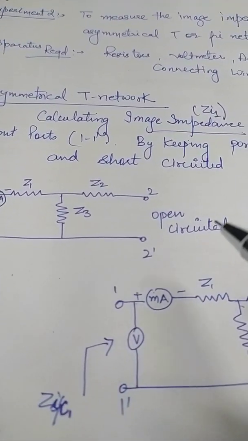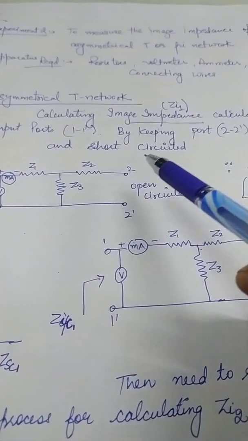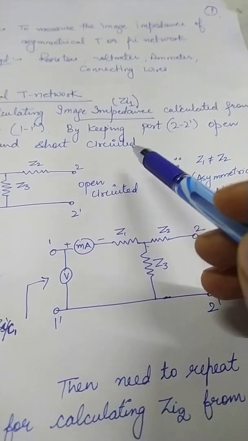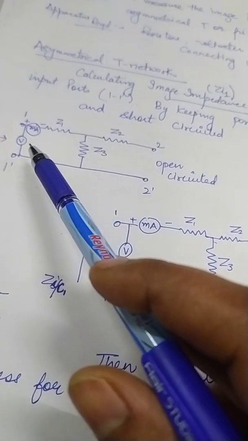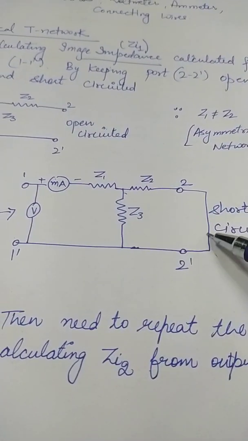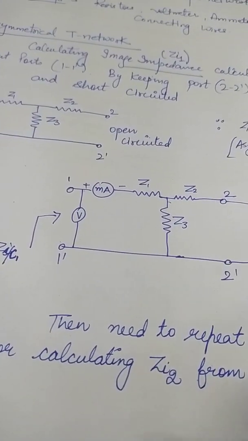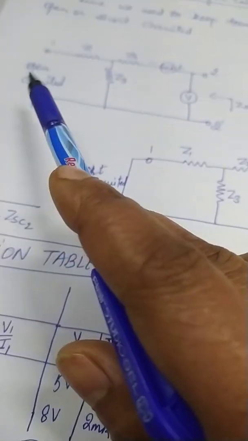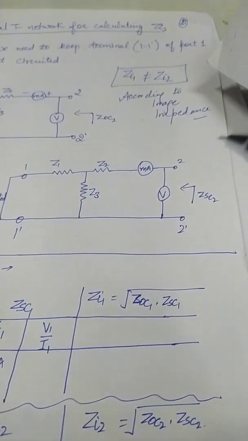Before explaining the practical demonstration, I'm giving you the theoretical view. In the case of the asymmetrical T network, we have to calculate the image impedance. Image impedance is considered when the network is terminated with the image impedance, and we calculate the impedance at the input of this network, keeping the second port, that is the output port, open or short circuited. Similarly, if I calculate from the output terminals by keeping my input terminals open circuited or short circuited, those values will not be equal.